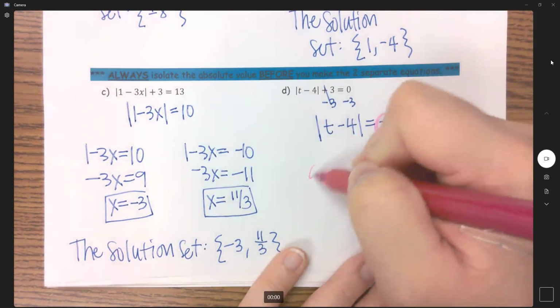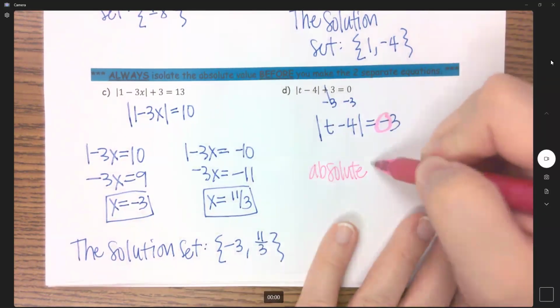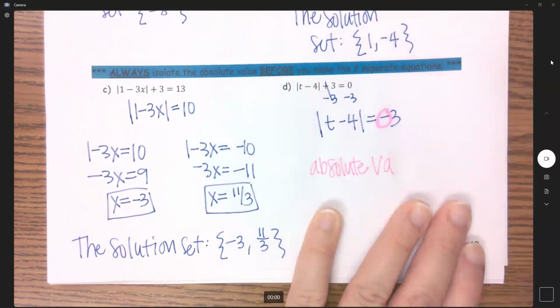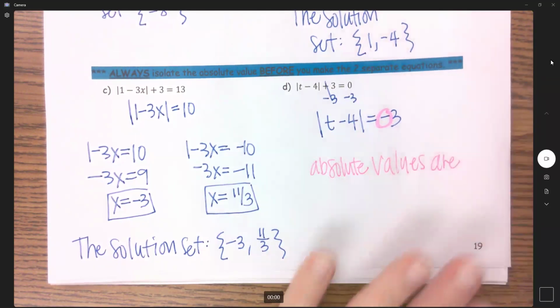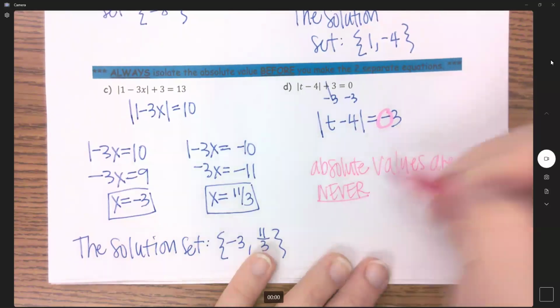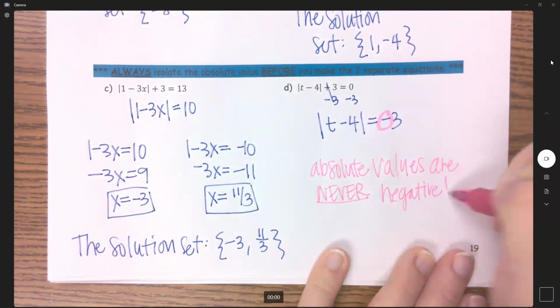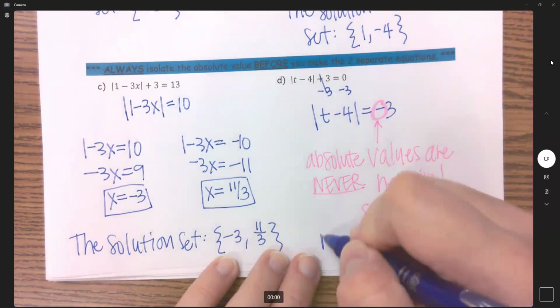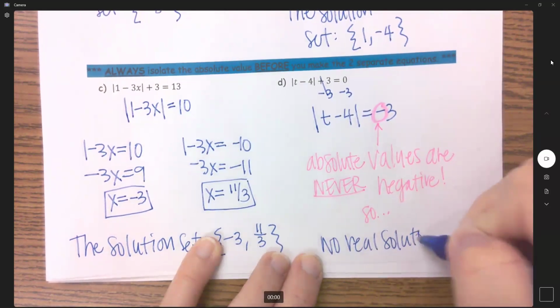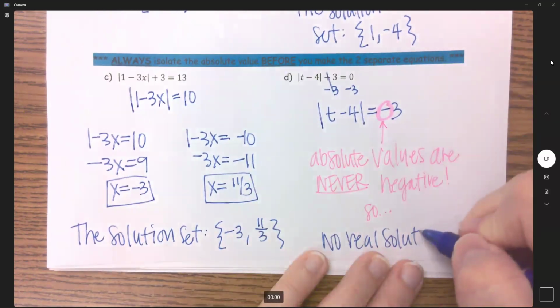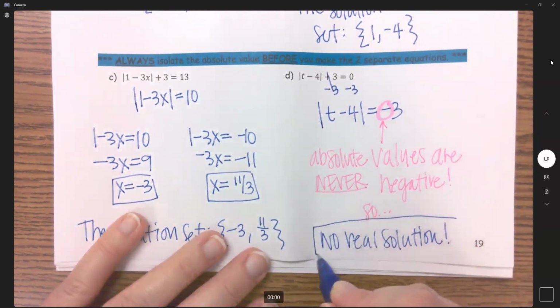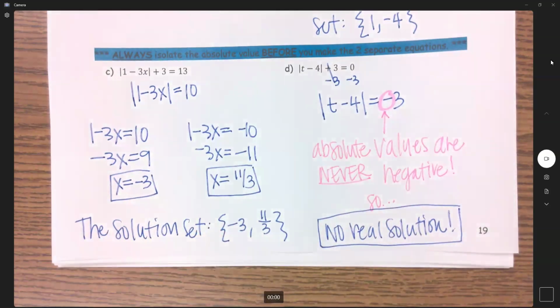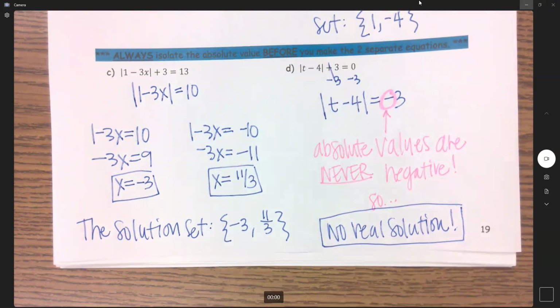So I'm going to write in here. These are your notes. You can write whatever you want, but absolute values are never negative. So what does that mean? That means we have no real solution. There is not a number I can plug in for t that would make this equation be true, because the absolute value will never equal a negative number. So we have no solution, or I'm putting no real solution because I think that's what it says in your homework in MyMathLab.